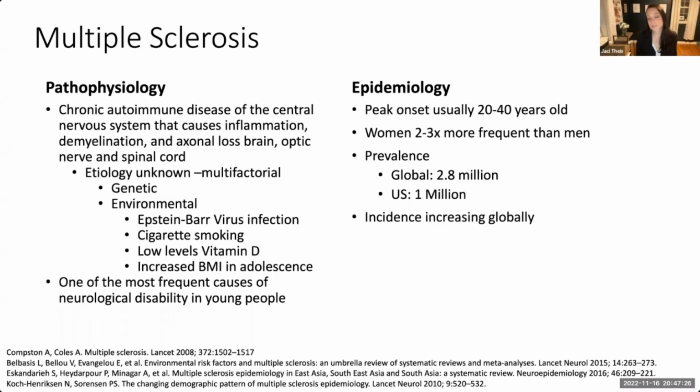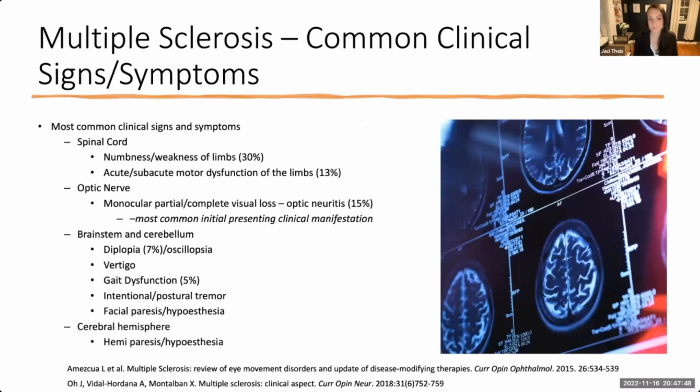So what currently is thought is that, like many other autoimmune neurodegenerative conditions, there's a genetic predisposition for a patient, and there is an environmental trigger, like Epstein-Barr, cigarette smoking, or some other environmental trigger that causes inflammation, which leads in these individuals to this autoimmune trigger, and the disease manifests. So it's one of the most frequent causes of neurologic disability in patients. And a lot of us see these patients in our office because more often than not, patients with multiple sclerosis are going to present with optic neuritis. And so we see them a lot in our clinic due to optic neuritis.